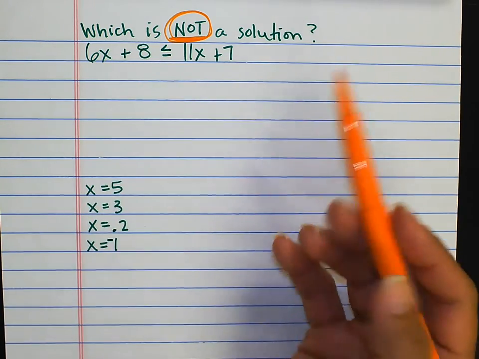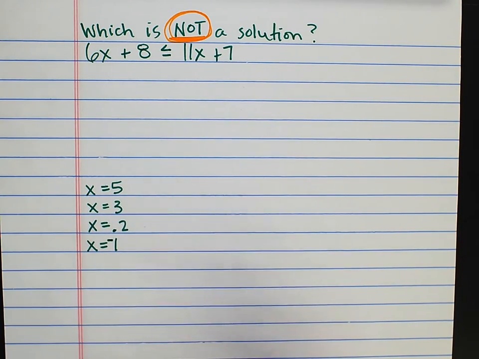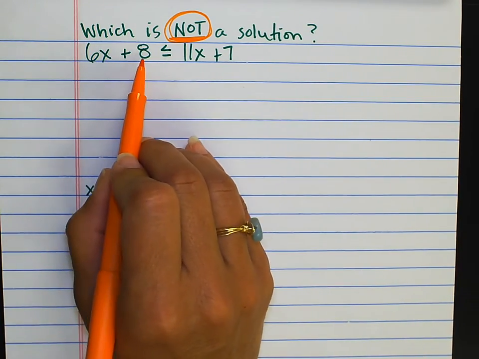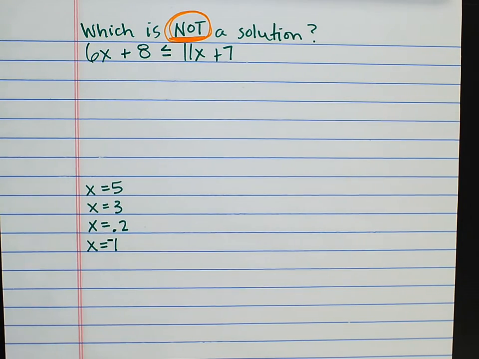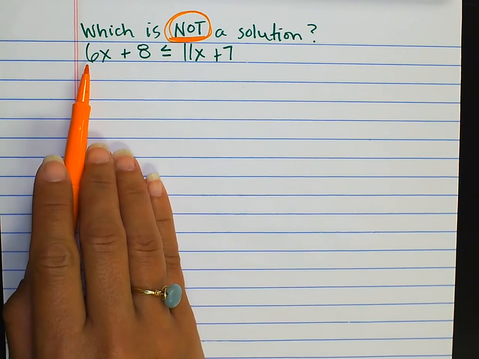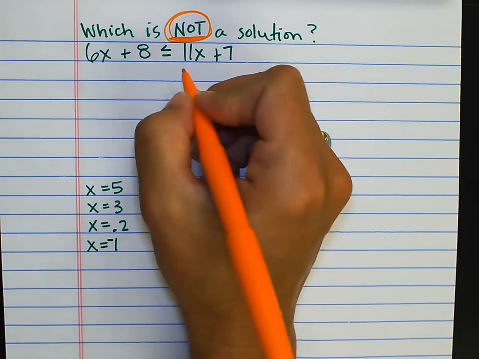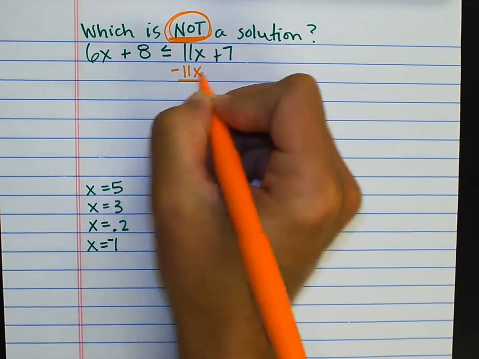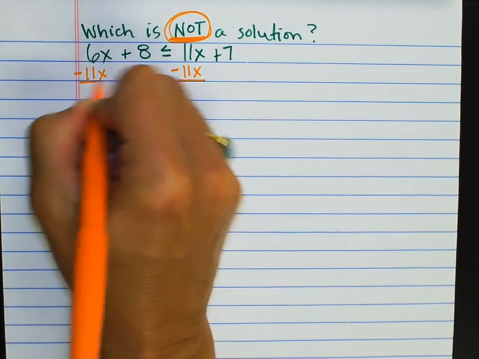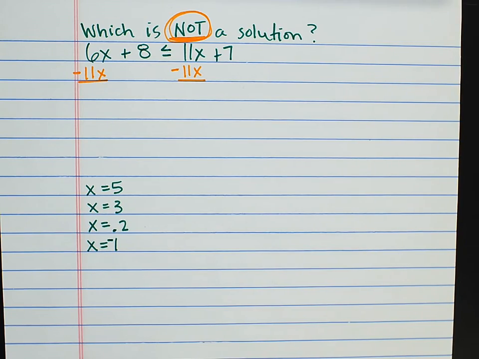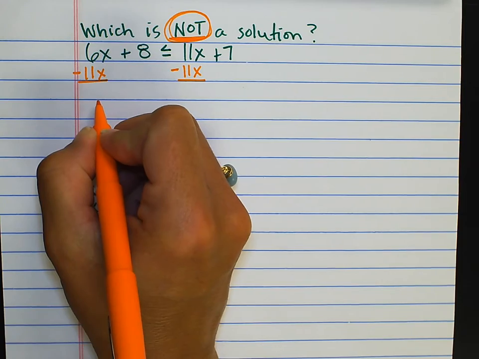So I'm going to solve it, and then I'm going to see which answer choice does not work. 6x plus 8 is less than or equal to 11x plus 7. Everything is simplified, so I'm good there. Now I need to get the variables together. I have 11x's here, 6x's here. I'm going to subtract 11x from both sides. I'm going to move my x's to the left side. Remember, there is no specific rule that says you have to move them to the left. It's really up to you.